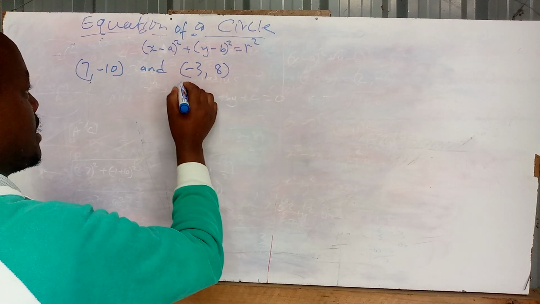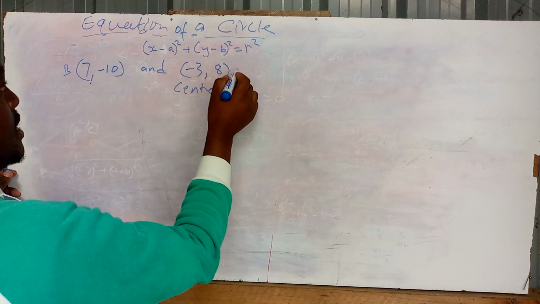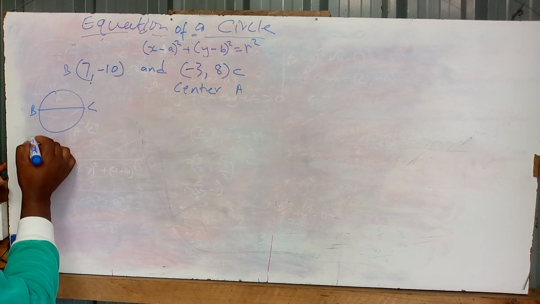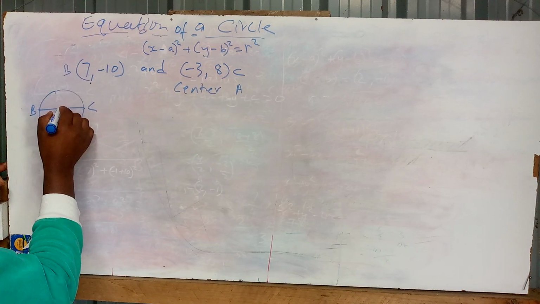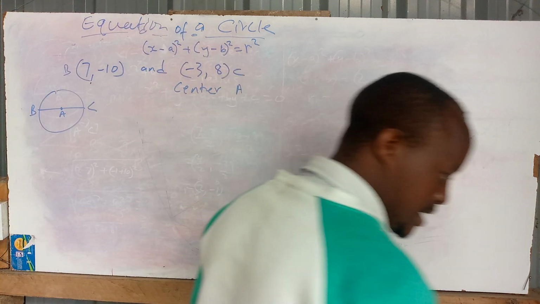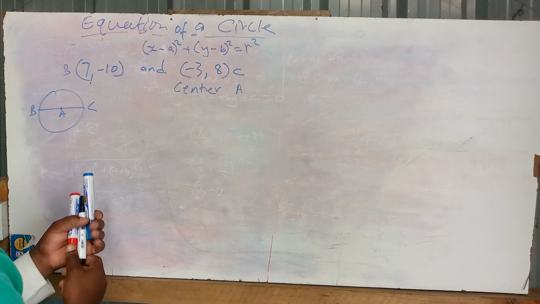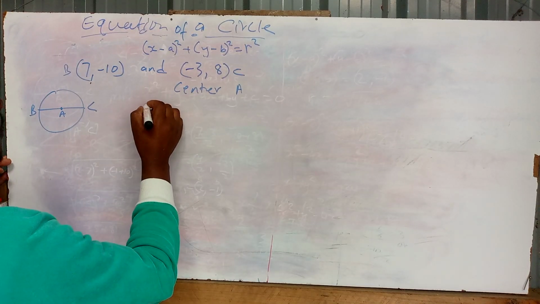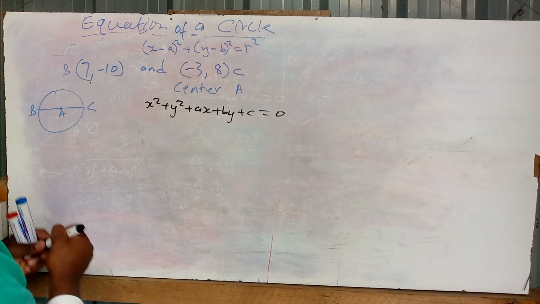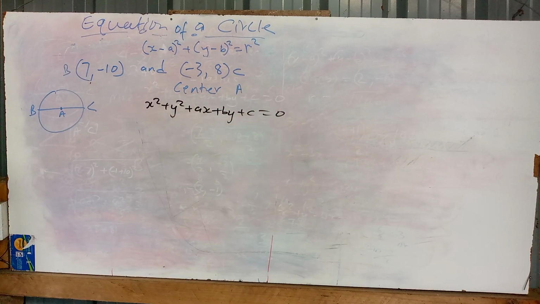So we have center A somewhere. We can say that this is B and this is C. We can write them here, like we have B here and C, and those coordinates have been given, then at the center we have A. Now the question is, determine the equation of the circle in the form x squared plus y squared plus ax plus by plus c is equal to 0, where a, b, c are constants.